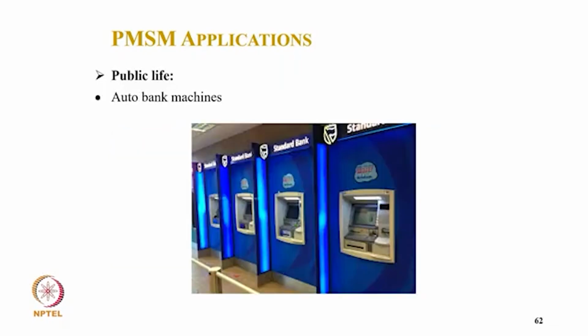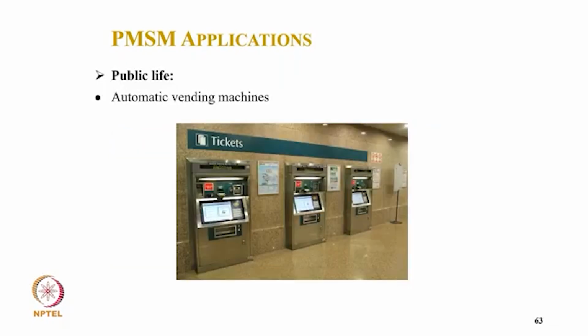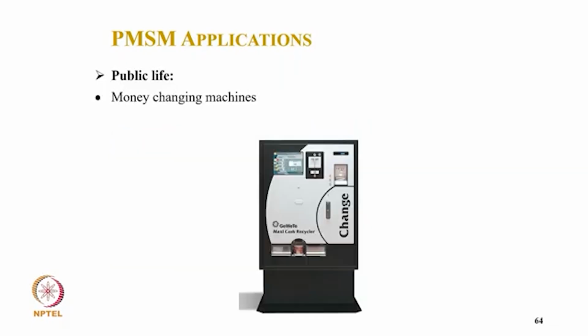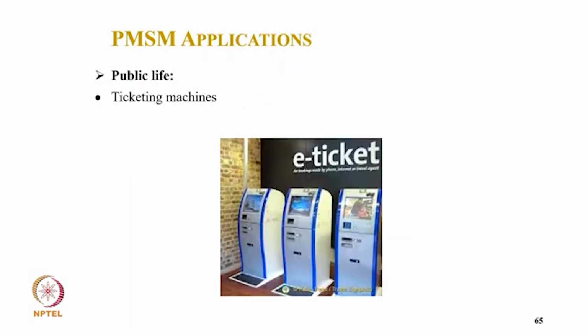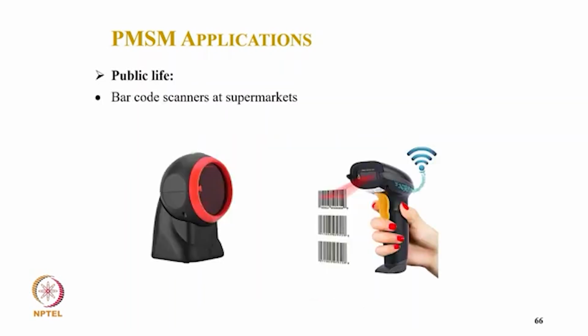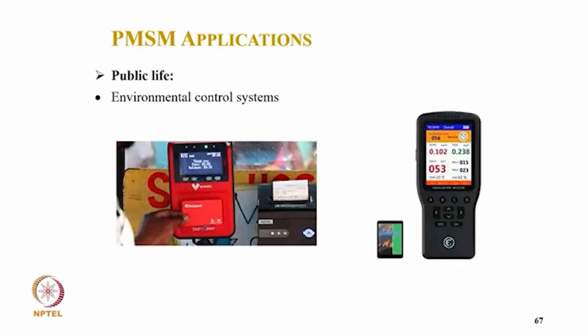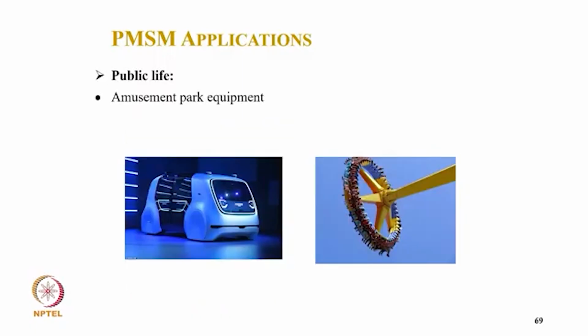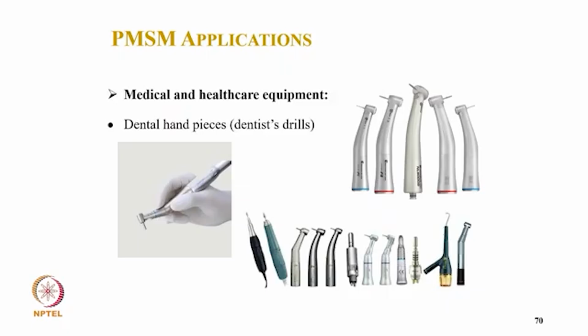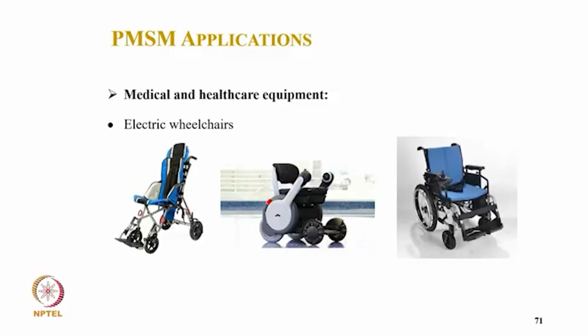Then coin laundry machines. Then auto bank machine, auto vending machine, money changing machines, and ticketing machines. Then barcode scanner at supermarket. Then environmental control systems and clocks, amusement park equipment. Then medical and healthcare equipment, especially dental hand pieces, dentist drill.